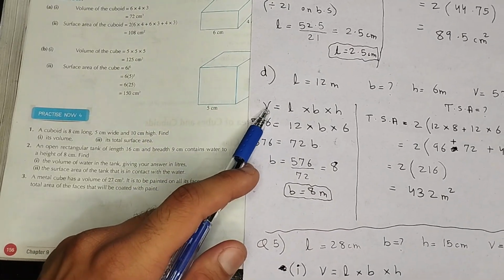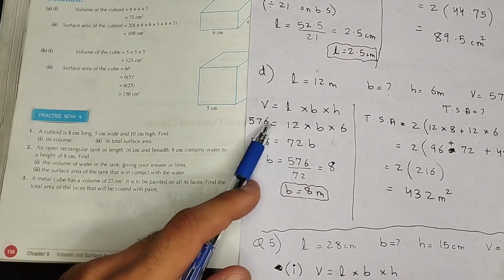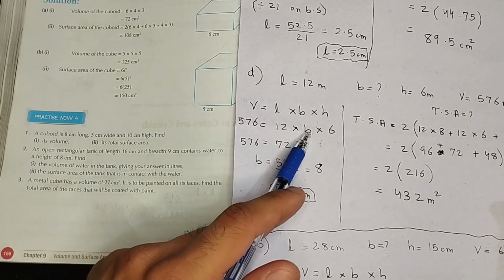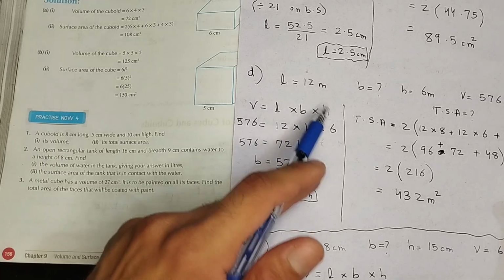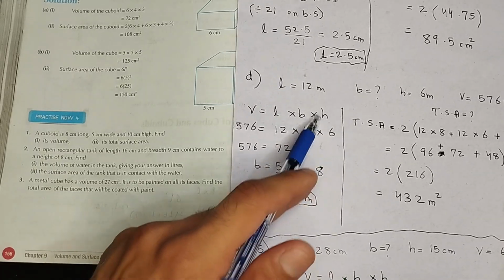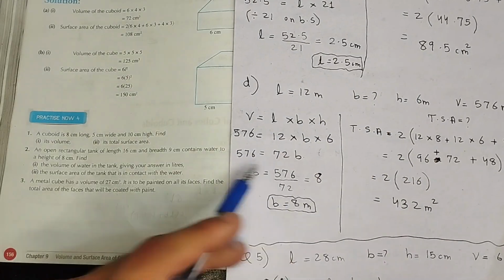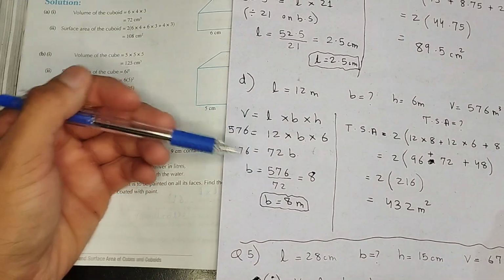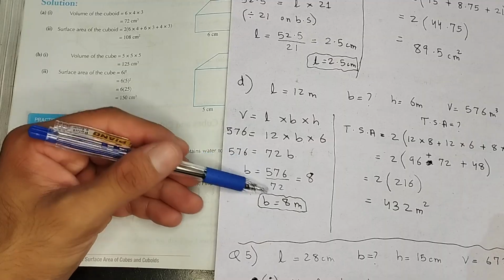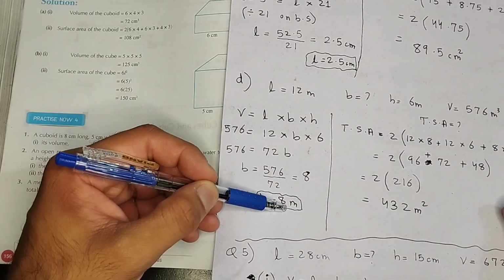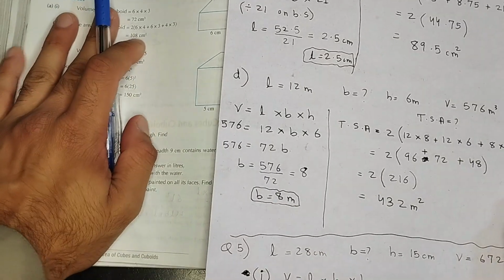Again, the same formula. Volume is equal to length multiplied by breadth multiplied by height. Volume is given, so you're going to put its value. Length is given, so you're going to put its value. B, you're going to leave as it is, since we don't know what it is. And H is going to be 6 because it's 6 meters. Now our calculations are in meters, right? So just proceed with the linear equation. You will solve the linear equation and get the value of B, which is 8 meters.